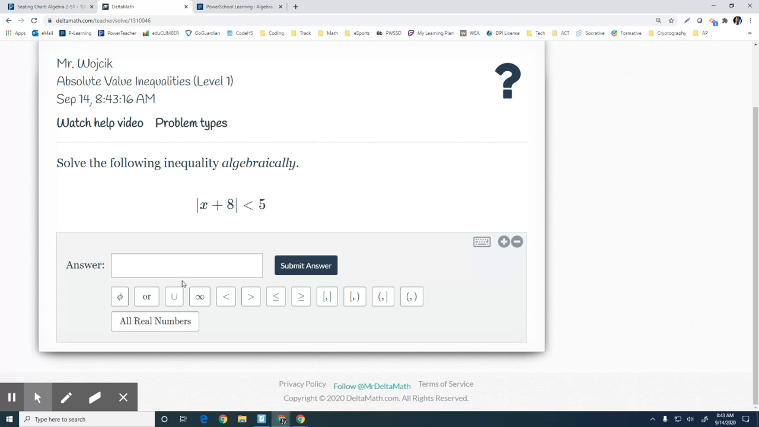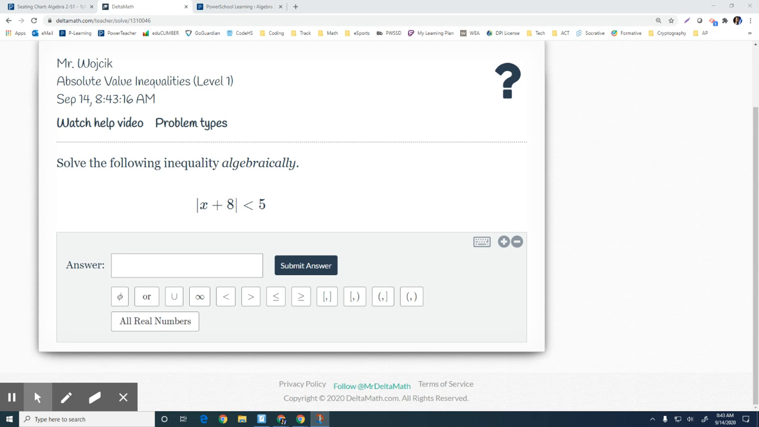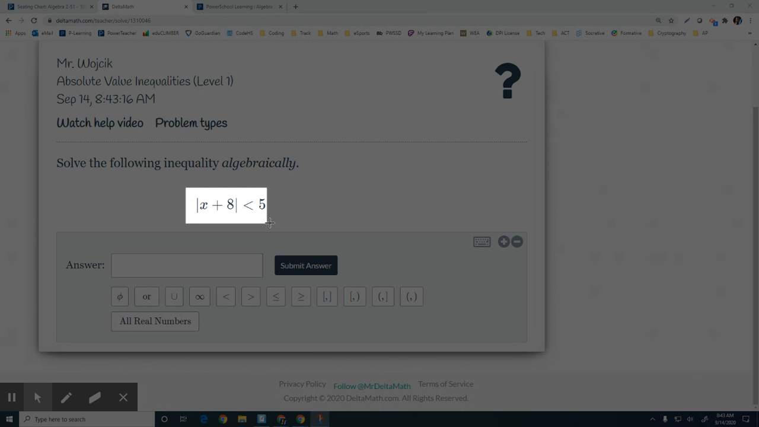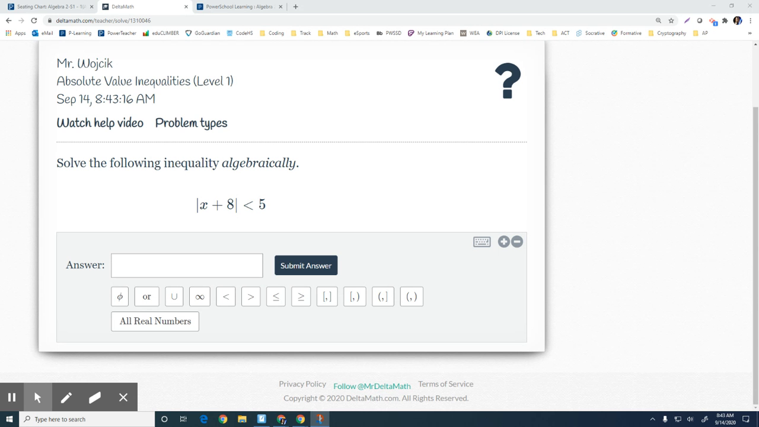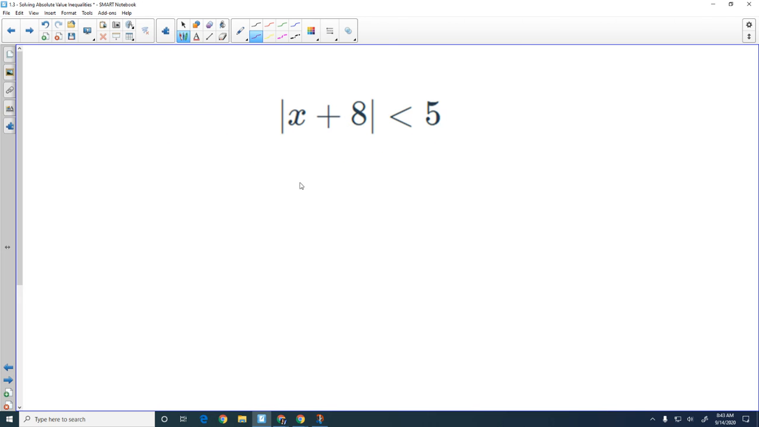And so for this, let me take this problem and go through it real quick on the board. So this is the problem that I just saw in my Delta Math. Absolute value of x plus 8 is less than 5. You still are going to want to have your notebook out because you're going to have to work these out. You're not going to do these in your head. But since the absolute value is already isolated, I can go ahead and write my two separate problems.